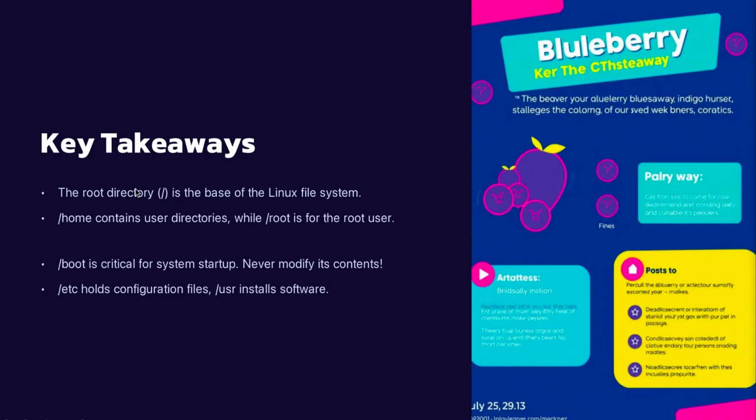Now let's talk about the key takeaways. The root directory is the base of the Linux file system. Home contains user directories, while root is for the root user. Slash boot is critical for system startup; never modify its content. Slash etc holds configuration files. Slash usr holds installed software, right?